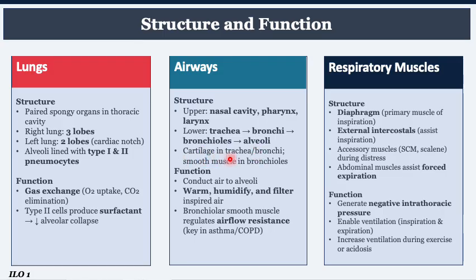Also have cartilage in the trachea and the bronchi. And you also have some smooth muscles in the bronchioles. The airway's function is to conduct air to the alveoli. It's to keep the air warm, humidified, and filtered. Bronchiolar smooth muscle helps to regulate airflow resistance, which is a key component in asthma and COPD.